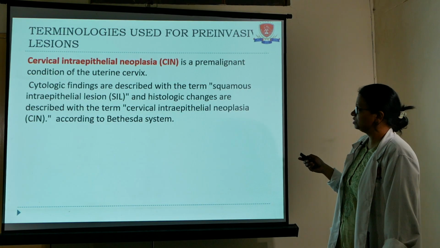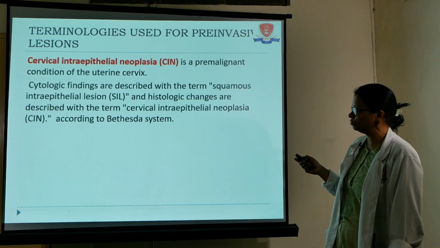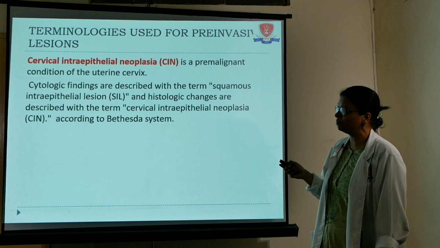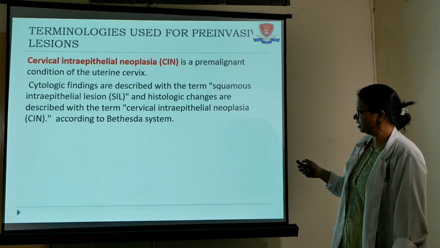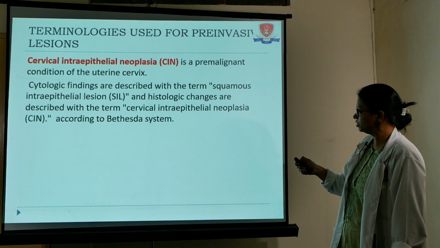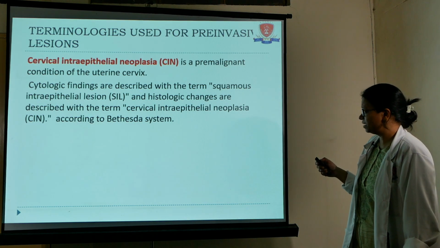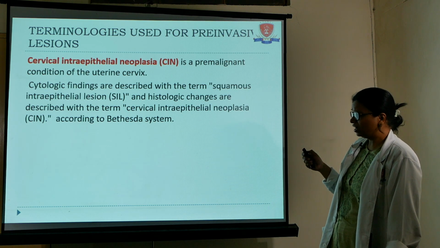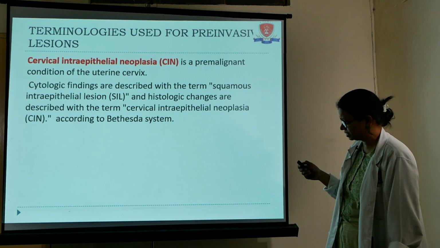Now, this terminology is used for the pre-invasive lesions. Pre-invasive lesions means a stage prior to carcinoma of the cervix. That means it is not malignant, but it is pre-malignant. So basically we use the term cervical intraepithelial neoplasia, which is a pre-malignant condition of the uterine cervix. Cytologic findings are described with the term squamous intraepithelial lesion, and histologic changes are described with the term cervical intraepithelial neoplasia according to the Bethesda system.